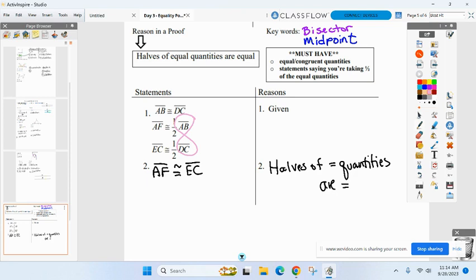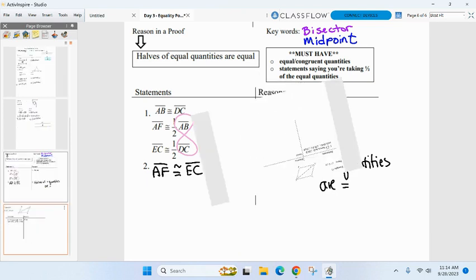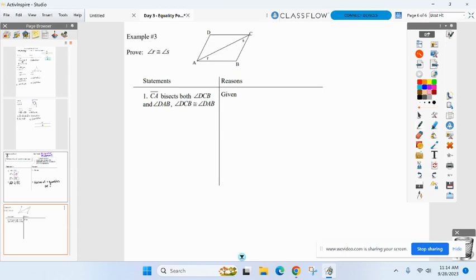Okay, this is our last one today because I want a lot of time for you guys to practice on your own or with other people in the group. The givens are in the statements, all right? The givens are statement number 1. I already put them in there for you. You're welcome.